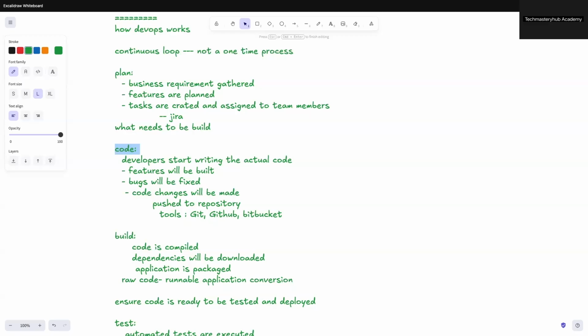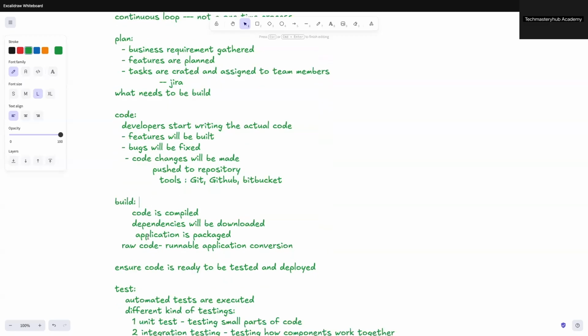Okay. So for example, a developer writes a login functionality and pushes the code to GitHub. This ensures version control and collaboration between the developers. For example, there are 10 developers working on 10 different features. They develop their code and everybody will push their code into GitHub. So that is the collaboration. Okay, so this is the second phase. Third phase is the build. What happens in the build phase? The code will be compiled.